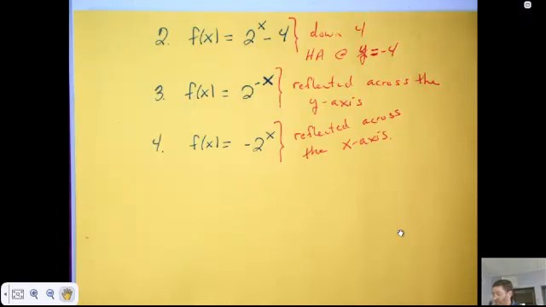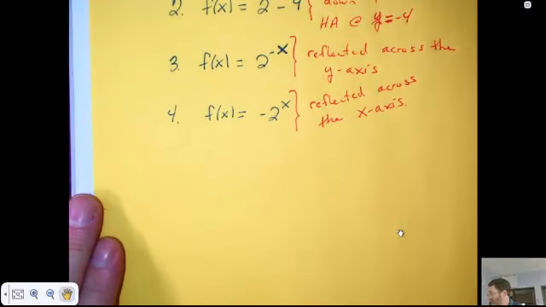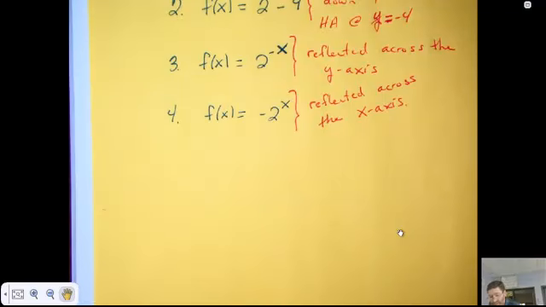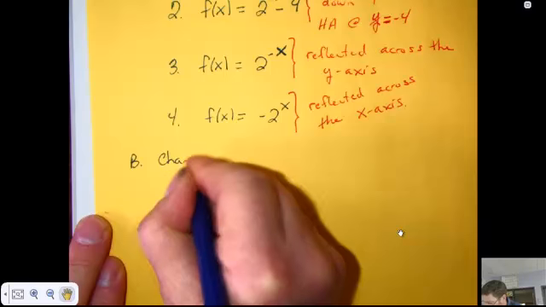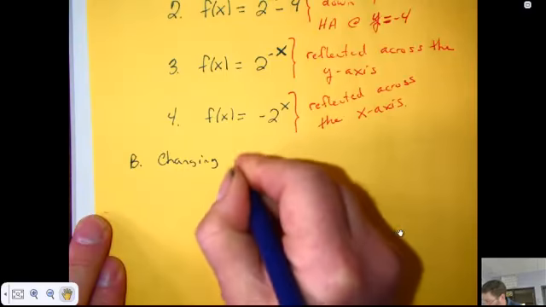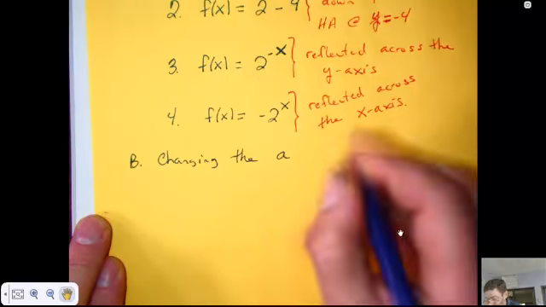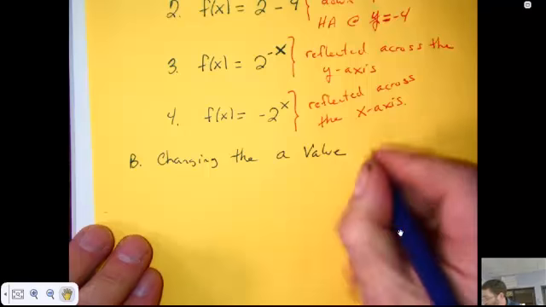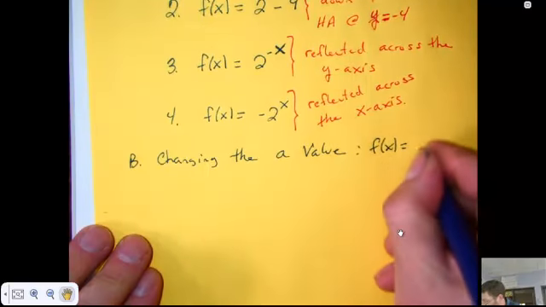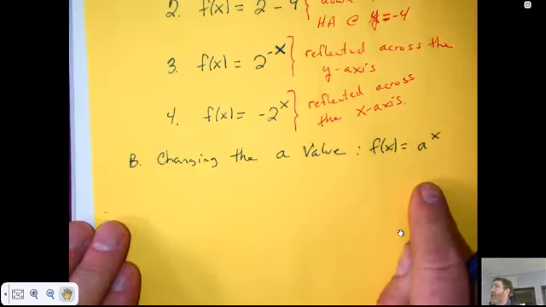And then one more thing on translations. This should be like a B. As the a value changes, you basically get a stretch or a shrink. Changing the a value, and again, we have the form of f of x is a to the x. When we change the a value, we're changing that base.